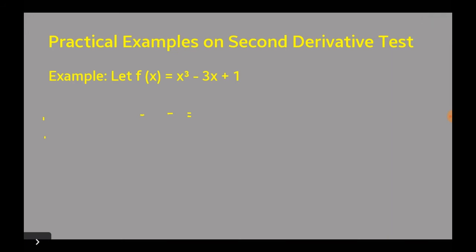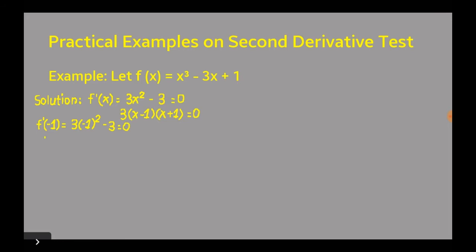We can also check practical examples of the second derivative test. Let f of x equal x cubed minus 3x plus 1. First of all, we take the derivative. f prime of x is 3x squared minus 3, which equals 0. Then let's identify the critical numbers by factorizing it.